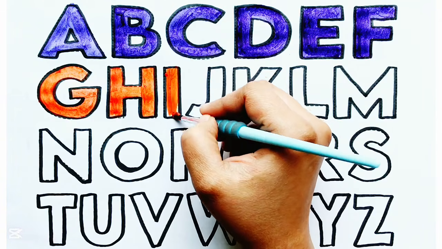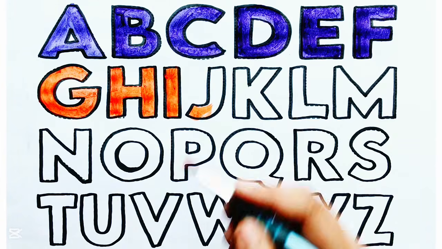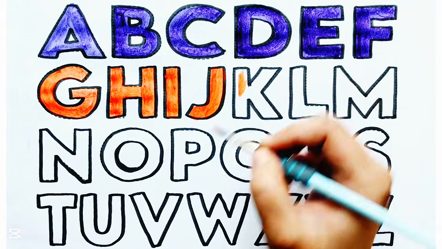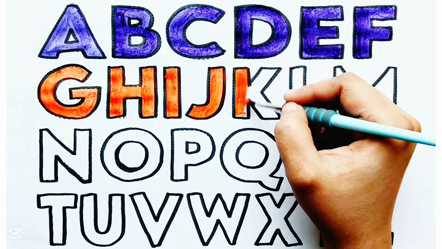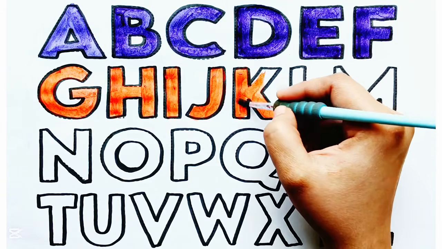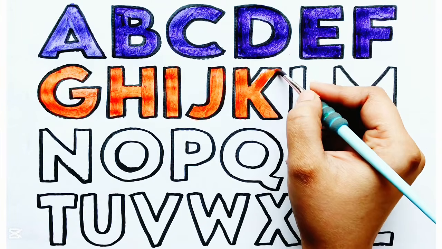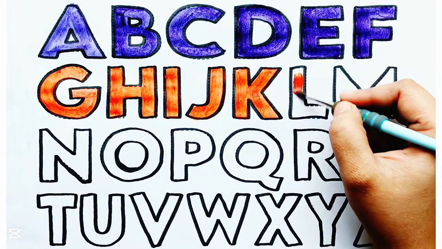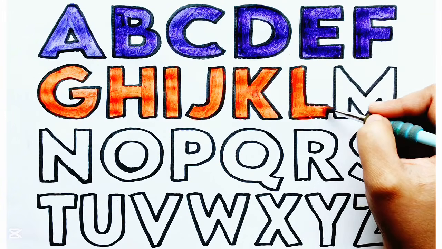1, 2, 3, let's go. A, B, I for ice cream. 1, 2, 3. J for jelly. All together, A, B, C. Count the rhythm and 1, 2, 3. We're singing all together. K for kite. A, B, C. Count the rhythm and 1, 2, 3. We're singing all together. A, B, C. Count the rhythm. L for lollipop. 2, 3. We're singing all together.